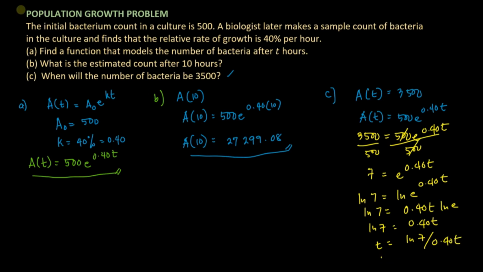Then to solve for t, divide both sides by 0.40, so t is equal to ln 7 all over 0.40. Just use your calculator: ln 7 divided by 0.40 is approximately 4.865 hours. This means that after 4.865 hours, the number of bacteria will be 3,500.